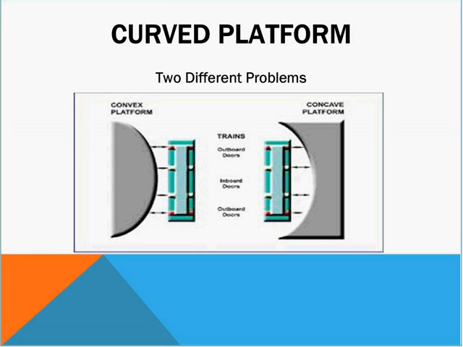This is just showing the two different problems that exist in addition to the vertical and horizontal gap, and that's the nature of the platform. If it's a convex platform, you could see that the center door would be closer to the platform, and the outer doors would be further away. Conversely, when you have a concave platform, that is, where the platform curves away from the passenger, the center of the rail car will be further away and the ends of the rail car will be closer to the platform.